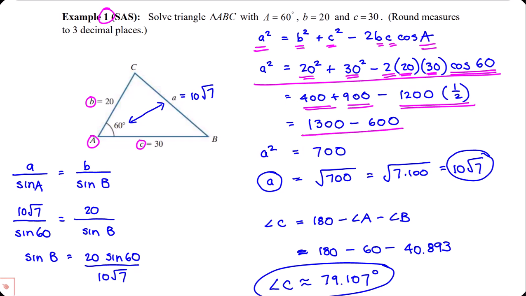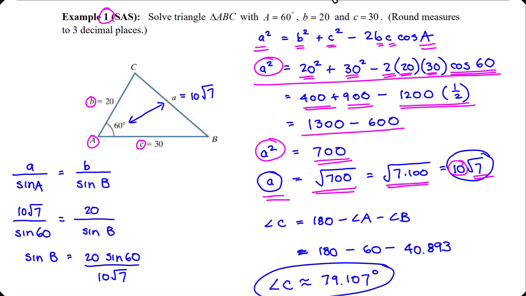I have 1300 minus 600, that's 700, but don't forget that's A squared. That's A squared. Root it. Well, root 700. 700 is 7 times 100. 100 is a perfect square. The square root of 100 is 10. That gets to come out. The 7 is stuck behind.